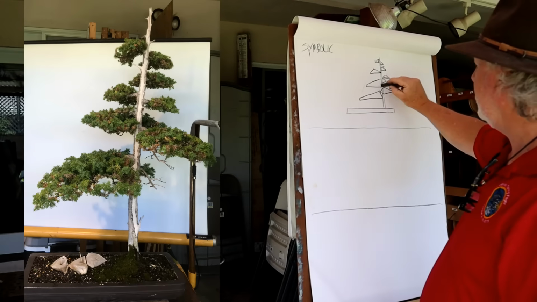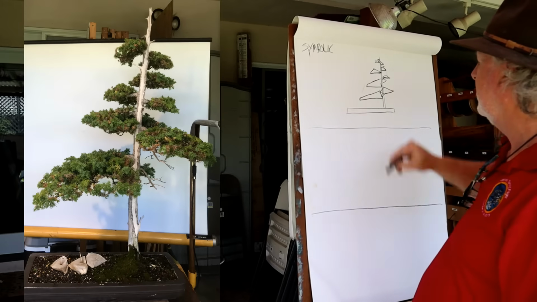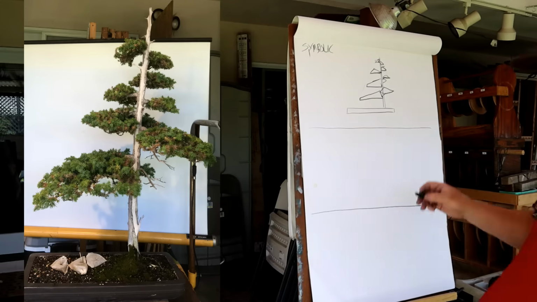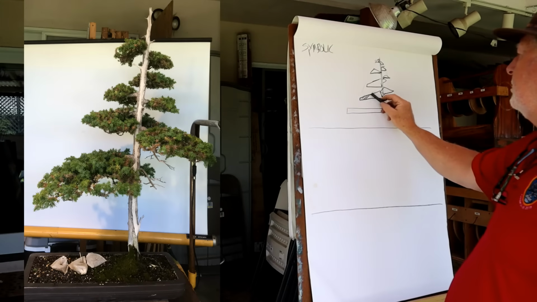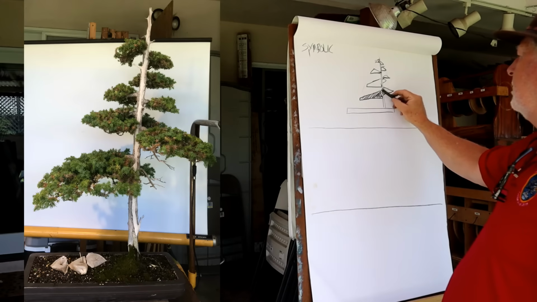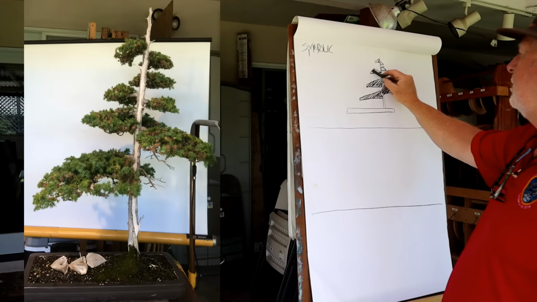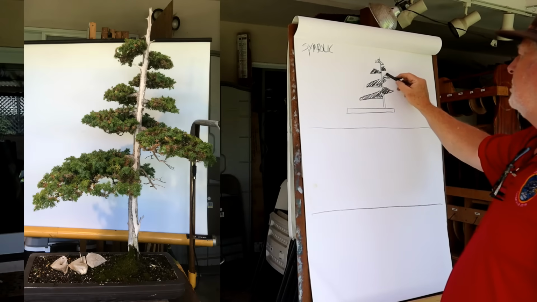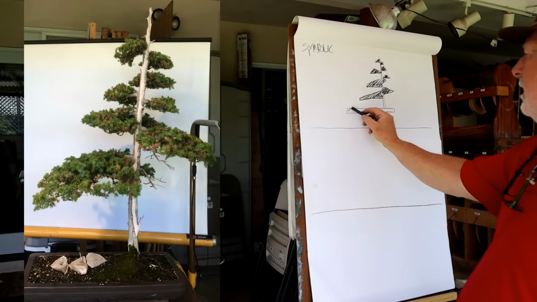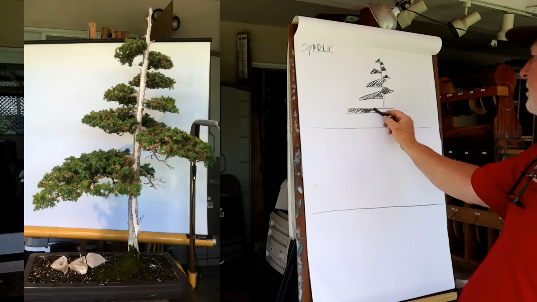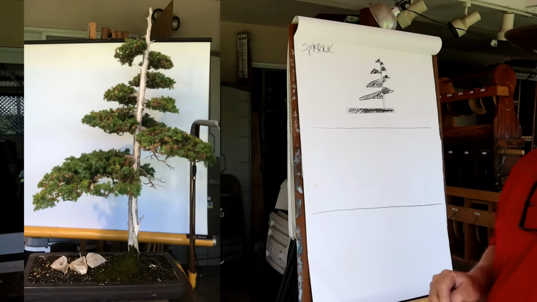So this is the way of drawing a bonsai tree in symbolic form. So I have my pads, my trunk, and my pot. An abstract version of that particular tree.